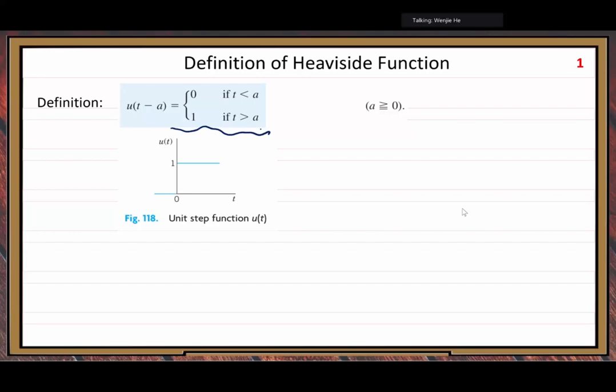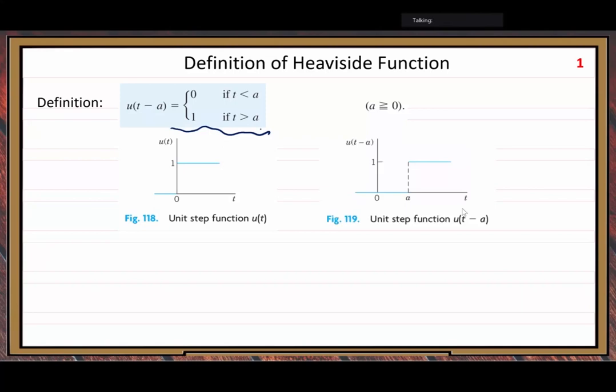Because in engineering problems, many of our functions, the right-hand side, R of x, commonly are piecewise functions, multiple pieces joined together. That's very common in engineering problems. In that situation, we need to use this u function to help us join multiple functions. Later you will see. It's very easy to use this u function.